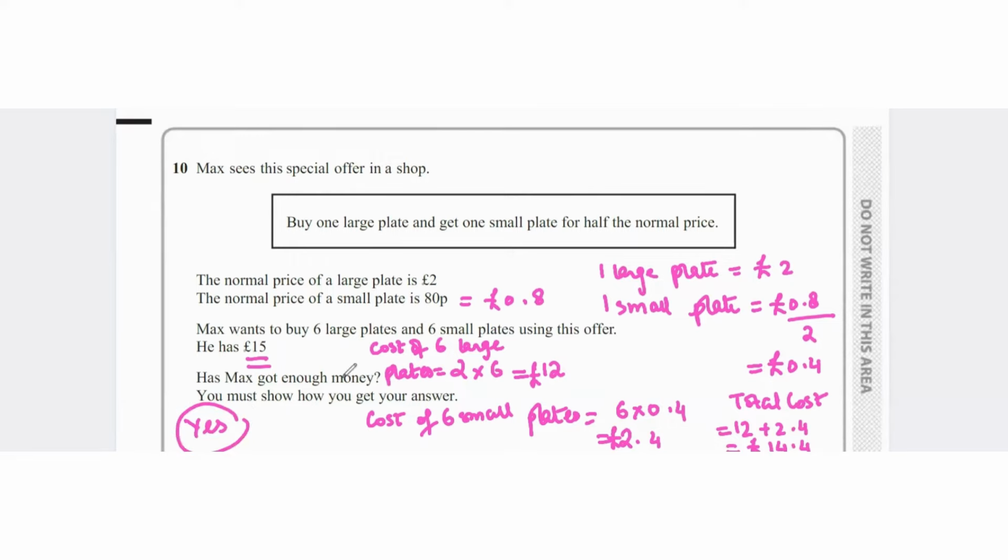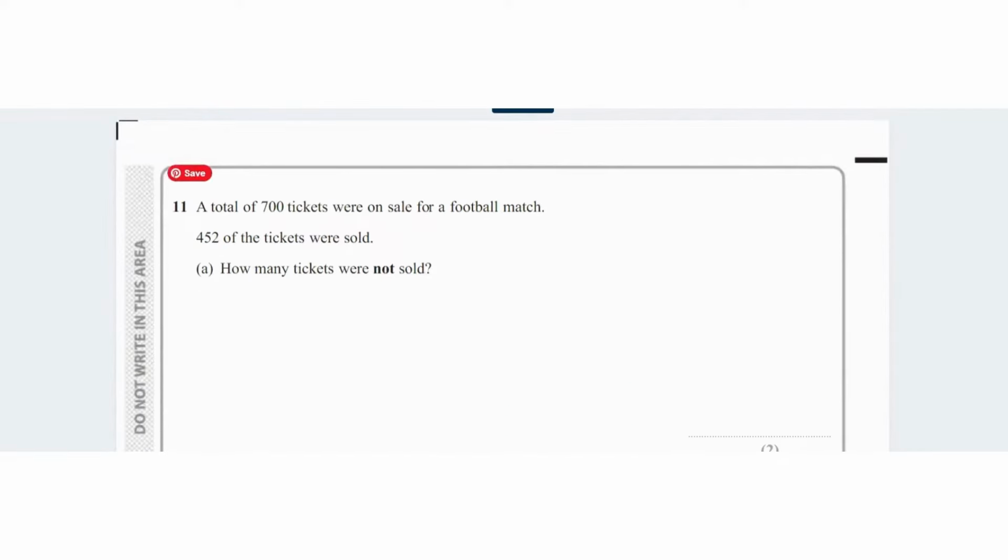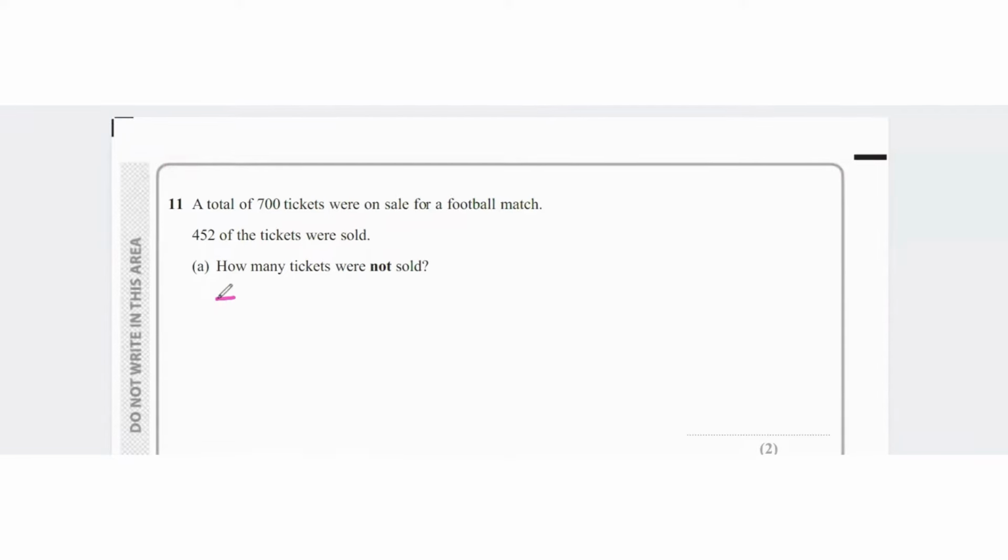Because the cost is less than the amount that he has. Question 11 says, a total of 700 tickets were on sale for a football match. 452 of the tickets were sold. How many tickets were not sold? Total is 700. Sold tickets are 452. So not sold is going to be the difference of these two values.